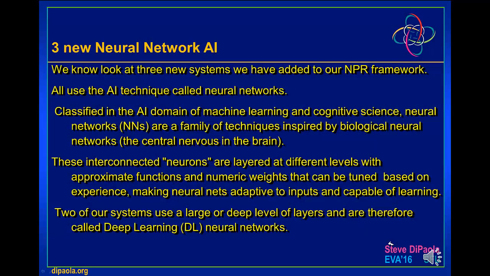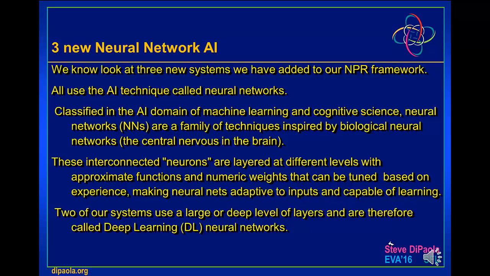So we want to add to these techniques with these three new neural network approaches. So neural networks is in the AI domain of machine learning or cognitive science. Neural networks are families of techniques inspired by biological neural networks, that is the central nervous system of the brain. They're interconnected neurons. I'll show you a graph in a second that are layered at different levels from low level to mid level to very high conceptual level. And we use functions and numeric weightings in the artificial version of it. And it really makes it very adaptive and capable of learning on its own.